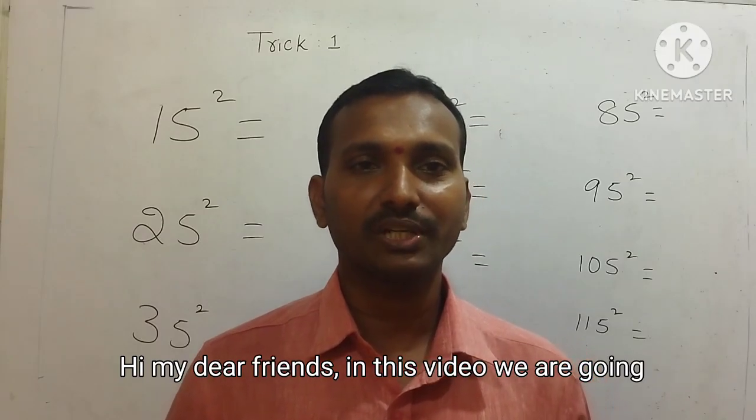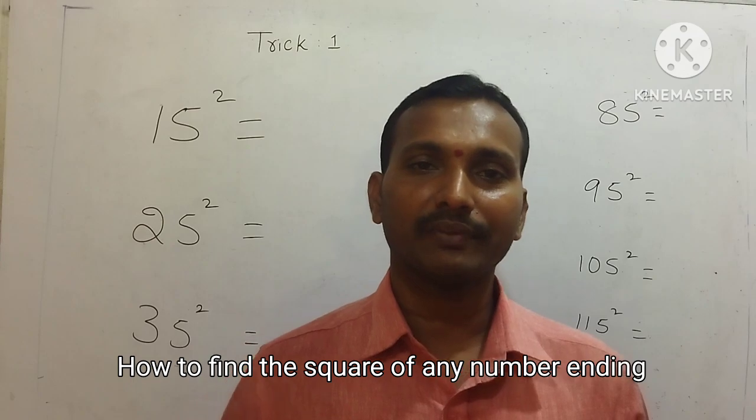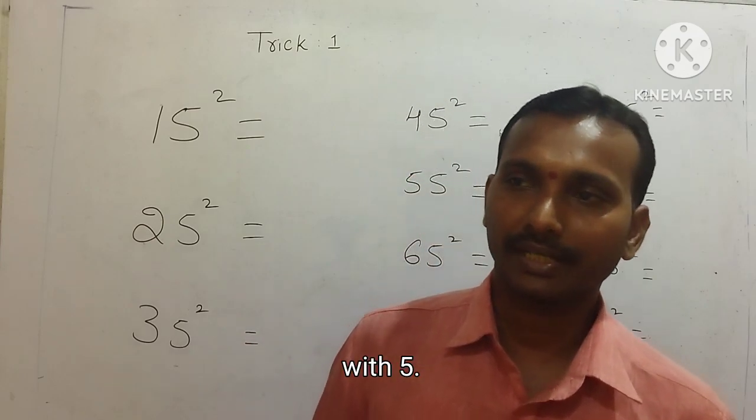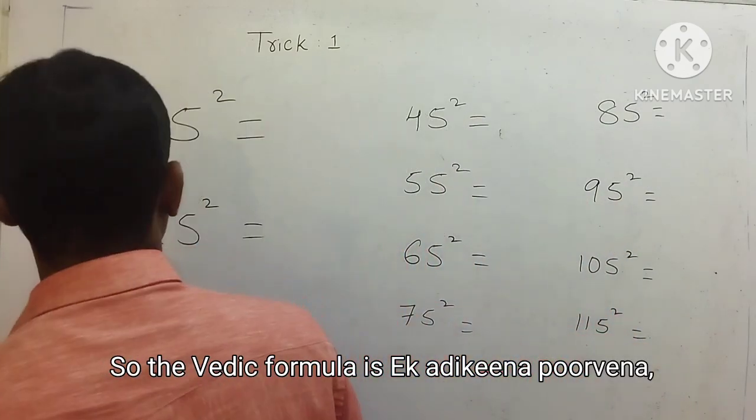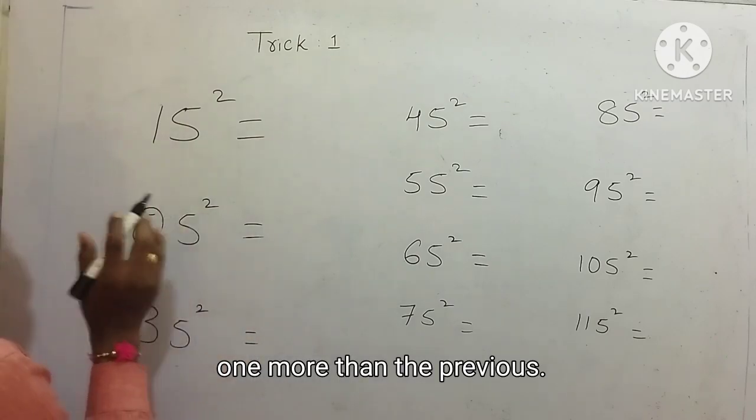Hi my dear friends, in this video we are going to learn trick number 1. How to find the square of any number ending with 5. So the Vedic formula is ekadikena purvena, one more than the previous.